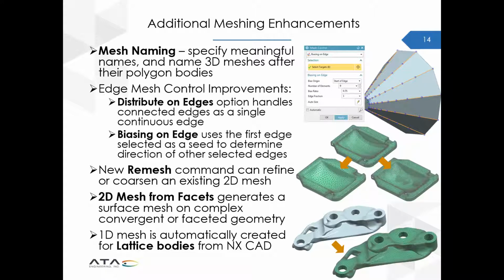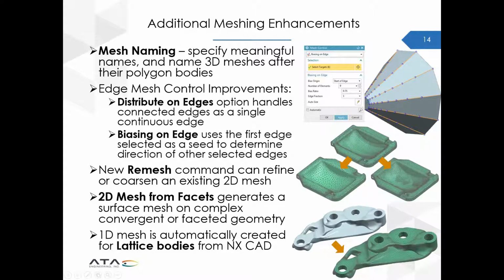In addition, when we're using the bias on edge mesh control, it now will use the first selected edge as a seed edge to determine the bias direction for other selected edges. We can see something like this up in the upper right-hand corner. We would select the first edge, and that would set the bias direction, and then for every other one, we wouldn't have to worry about it accidentally biasing to the wrong side or anything like that.